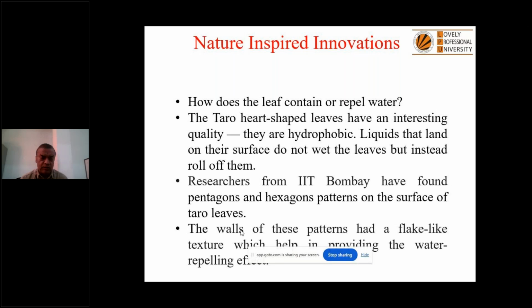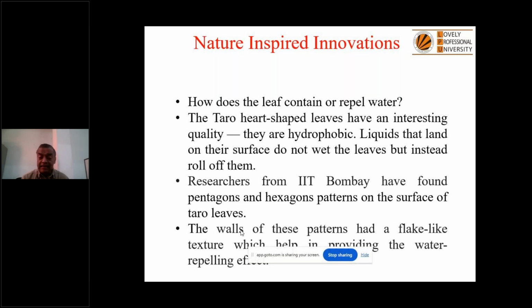Similarly, banana leaves also. So the taro heart shaped leaves have an interesting quality. They are hydrophobic. They repel water, so water cannot wet their surface. Liquids that land on their surface do not wet the leaves, but instead roll off them. So researchers from IIT Bombay have found pentagon and hexagon patterns on the surface of taro leaves.